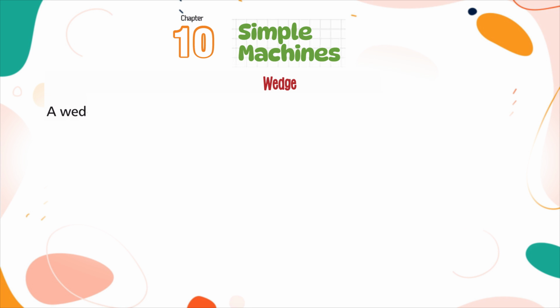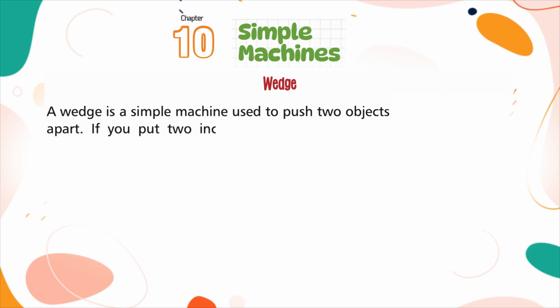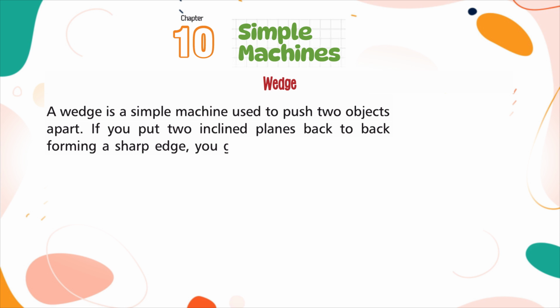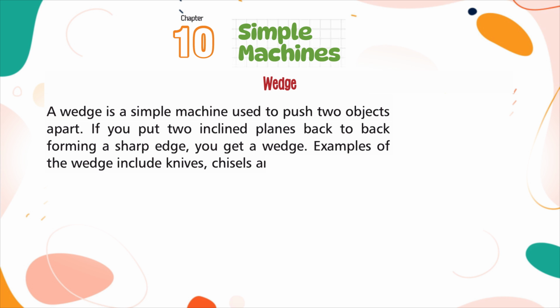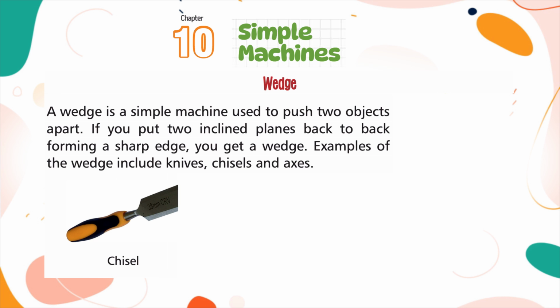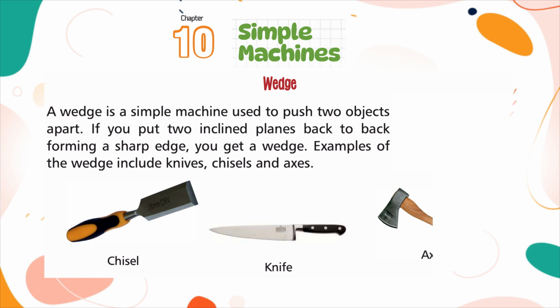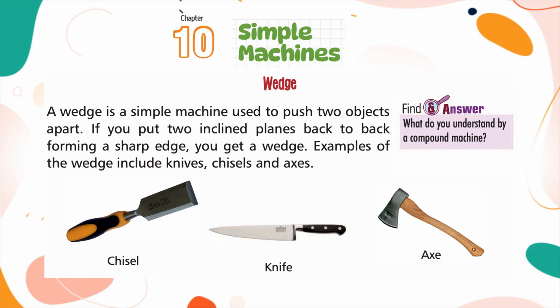Wedge. A wedge is a simple machine used to push two objects apart. If you put two inclined planes back to back forming a sharp edge, you get a wedge. Examples of the wedge include knives, chisels, and axes. Find and answer. What do you understand by a compound machine?